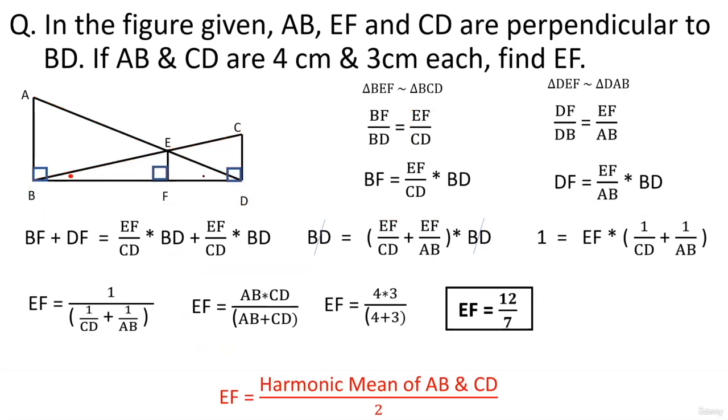Alright, so always remember, guys, whenever such a line EF is formed between two perpendiculars AB and CD, EF is the harmonic mean upon 2 of these two values. It's as simple as that.